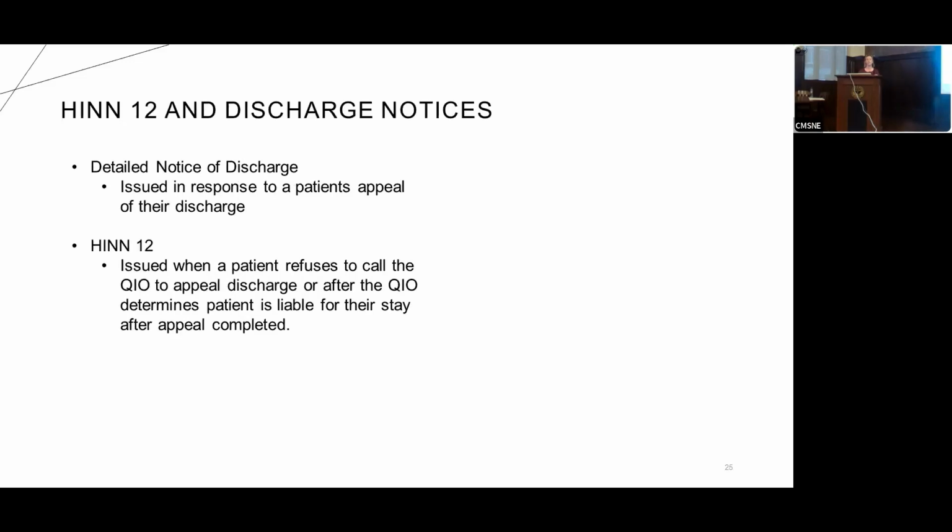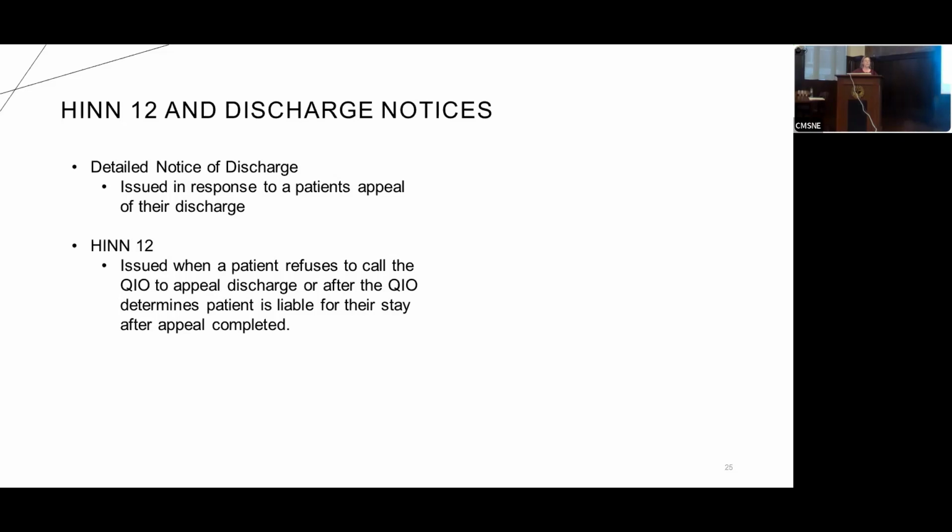So HIN 12s and discharge notices. Every inpatient Medicare patient is issued an important message from Medicare on admission, and then the follow-up is given within 2 days of discharge. If a patient does not want to discharge, they have the opportunity to appeal their discharge. They can call KEPRO, our local QIO, and ask them to appeal their discharge.